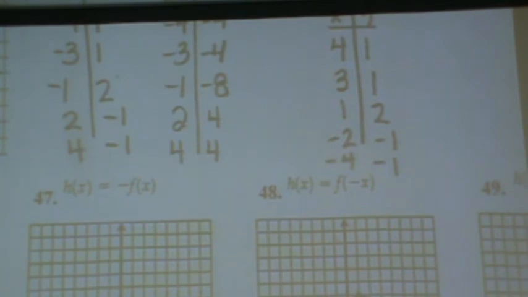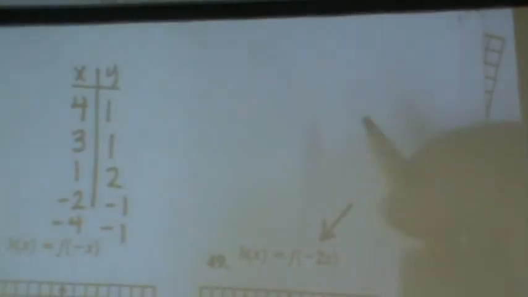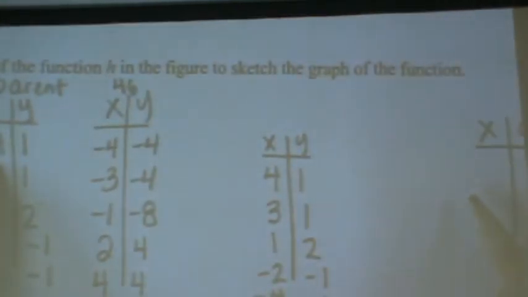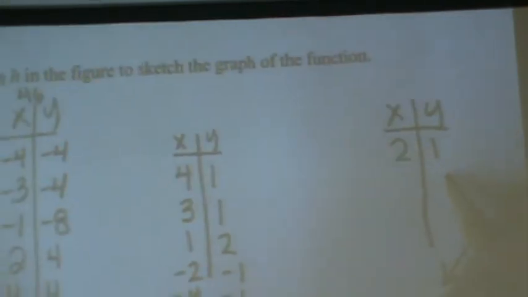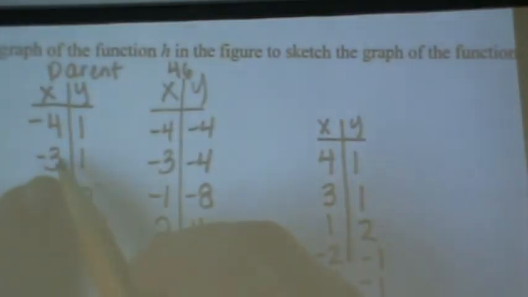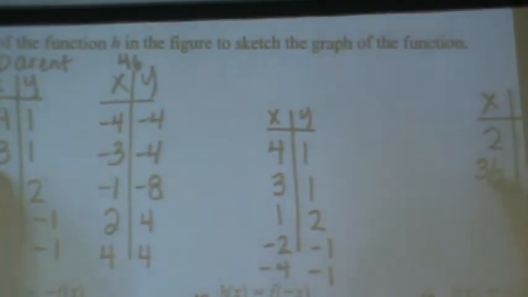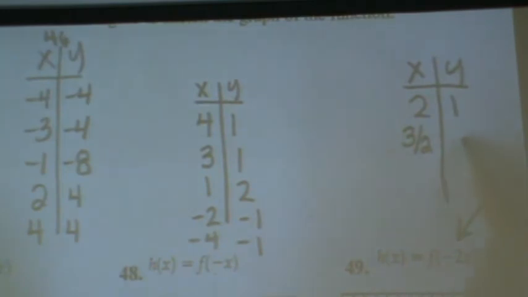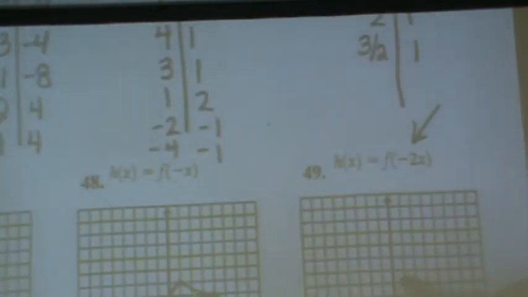In 49, you're going to multiply the x values by -1/2. So take your parent function, and if this -2 means to multiply the x values by, you flip that and multiply by -1/2. So if you multiply this by -1/2, you would get 2. So you graph 2, 1. Multiply this by -1/2, you get 3/2 and 1. So 1.5, 1, which is right next to it.